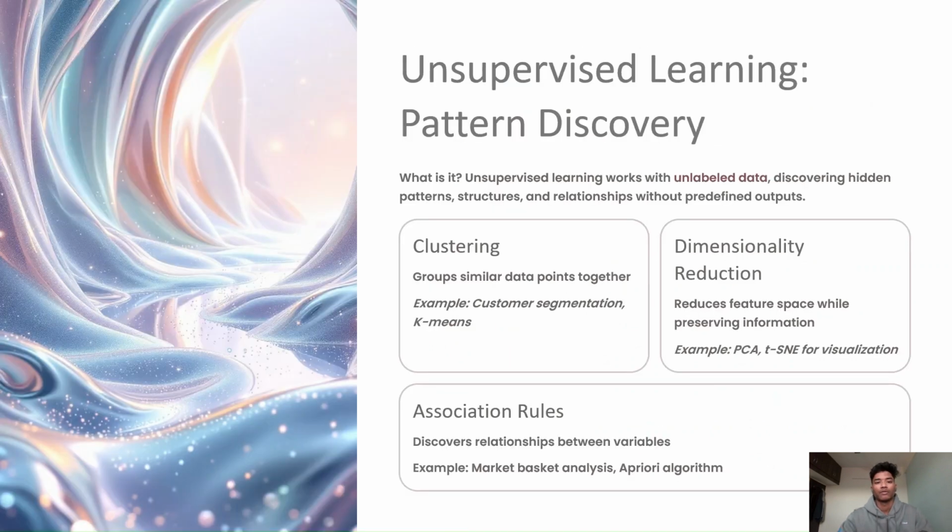Let's discuss unsupervised learning. Unsupervised learning works without labels. The goal is to discover hidden patterns in the data. Examples include clustering, grouping similar data points together like customer segmentation. K-means is a classic example. Dimensionality reduction, reducing the number of features while retaining information, like PCA or t-SNE. And third is association rules, finding relationships between items like in market basket analysis using the Apriori algorithm. It helps us understand data structure when no targets are defined.